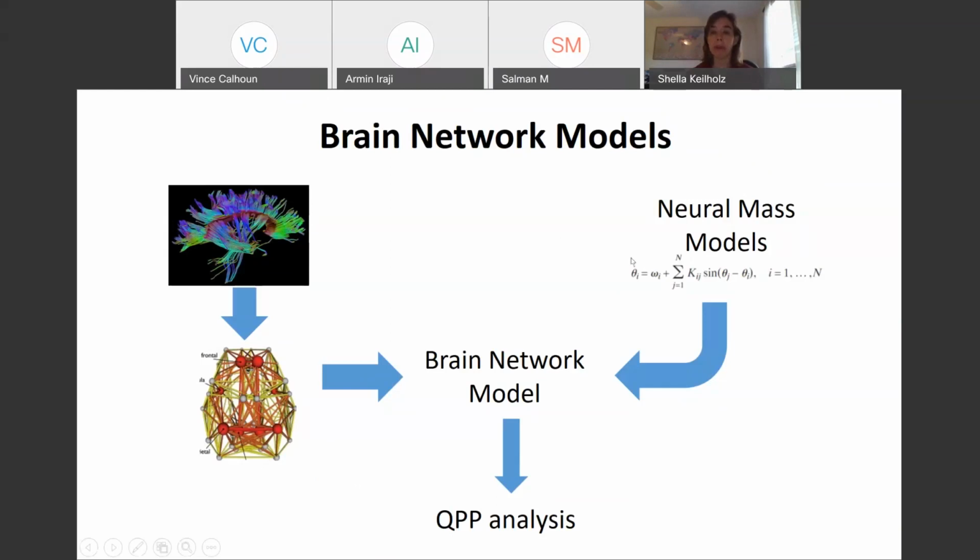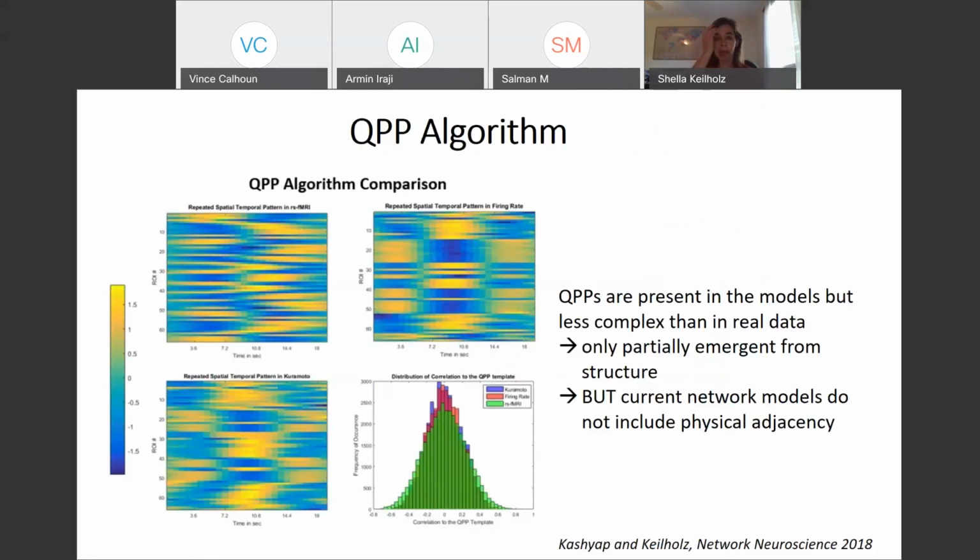Then at each node, you put a neural mass model of some kind. There are a lot of different ones. We've used a few common ones in the field. We let it run to simulate the brain activity that you would get across this network, and then we did QPP analysis. And what we found is that QPPs are kind of there, but kind of not.